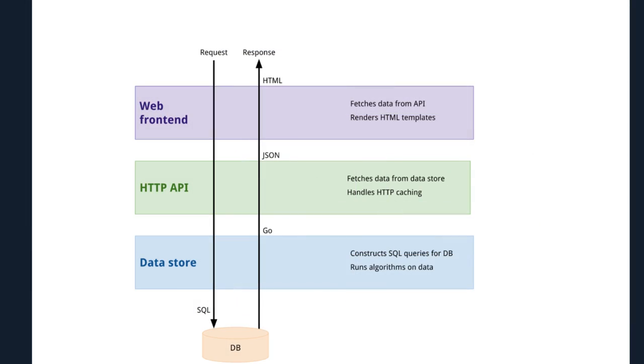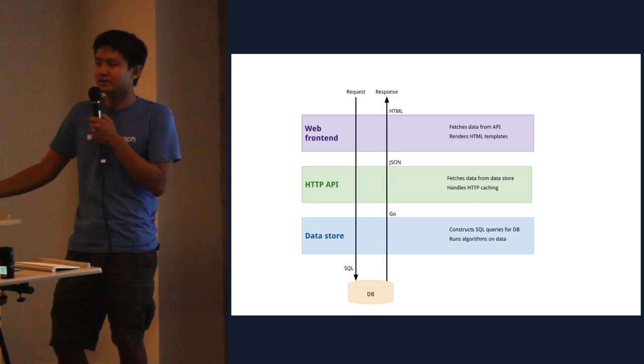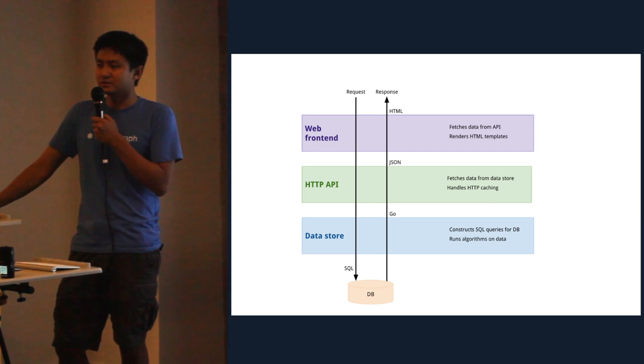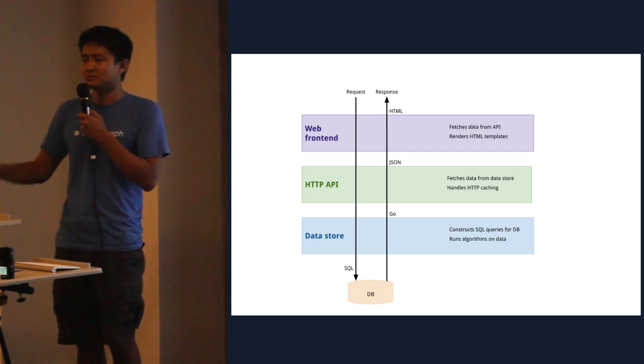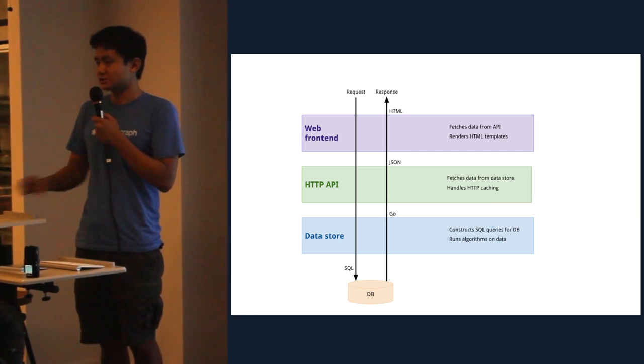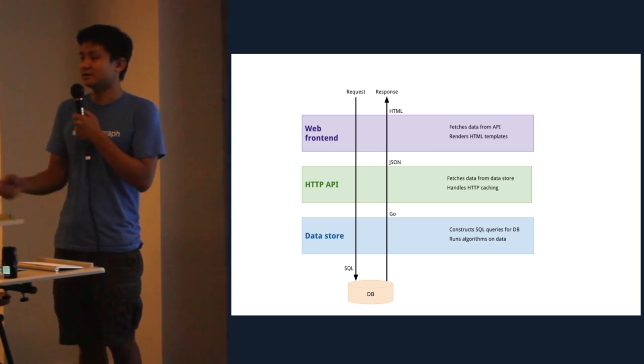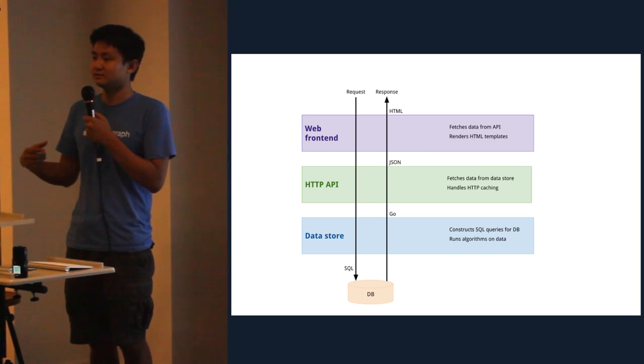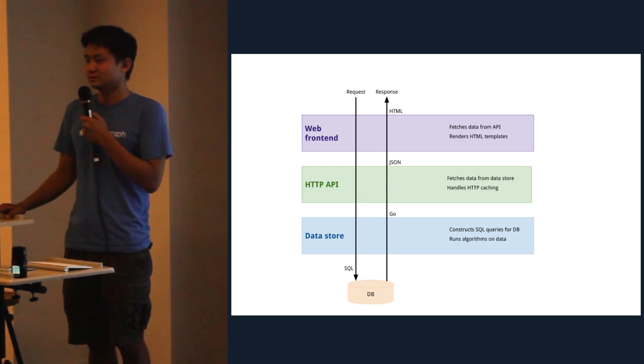Oh, so the question is, how did we get our API client to be DRY? Did we have to re-implement it in JavaScript? And the answer is, the HTML in our app is actually generated server-side. So the front end is written in Go. If we had a single page JavaScript app, we would have to re-implement a lot of this stuff in JavaScript.